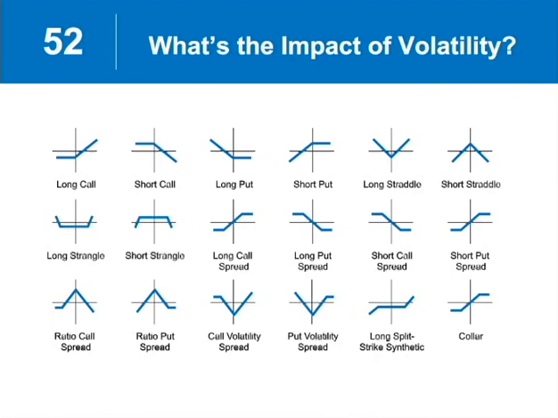Long put spread, same thing. You're going to be long an at the money or in the money put versus an out of the money. So it'll be net long a little bit of vega, but more importantly, it's the delta in that position. Short the put spread is going to be just the opposite in terms of its delta. It's going to be a long delta spread, and it'll be short a little bit of vega.